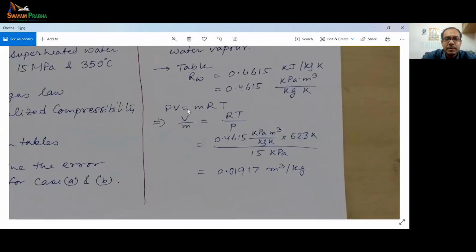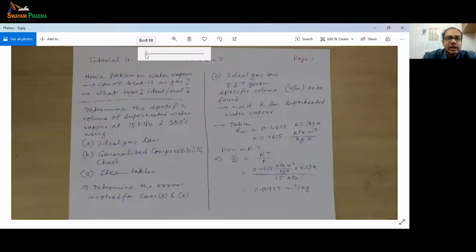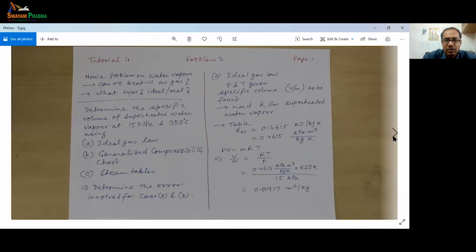Now you apply PV equal to mRT, V over m, that's your specific volume. You take it to one side. So the rest is RT by P, all of which are known now. And you can find the specific volume. The value is 0.01917 meter cube per kg. Okay, that's what you get for the given temperature and pressure if you use the ideal gas law.